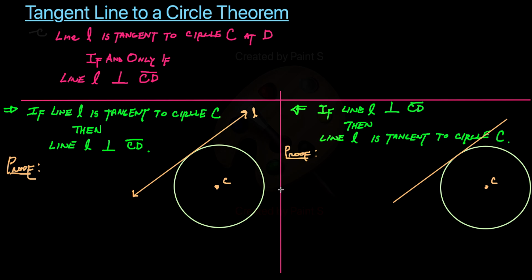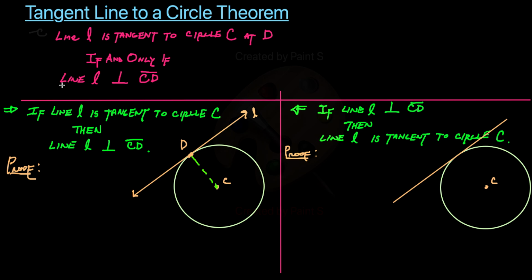It says that line L is tangent to circle C at D. So it's tangent to circle C at D. This is the point D right here. This is where they're tangent, right? If and only if line L is perpendicular to the segment CD. So what you have here looks something like this. This is the segment CD. And both directions are true, like I said.